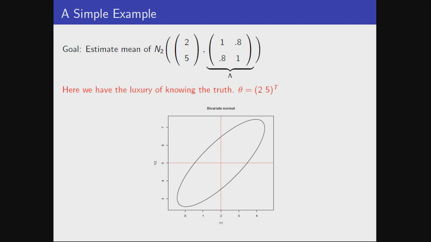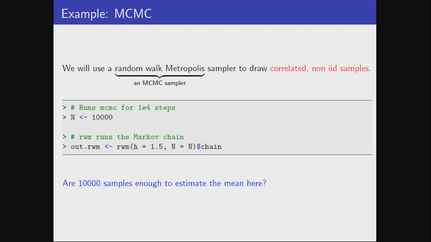So just remember that you have unit variances on the diagonal and correlation being 0.8. All right, that's your homework. Okay, so I use a random walk Metropolis sampler. I will not tell you how I coded the sampler.